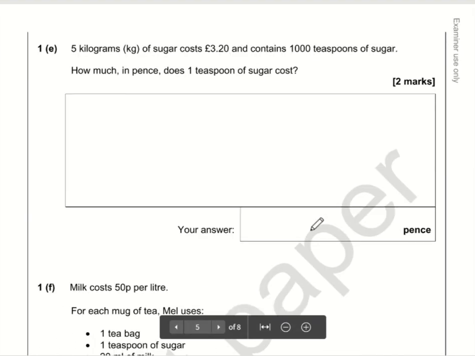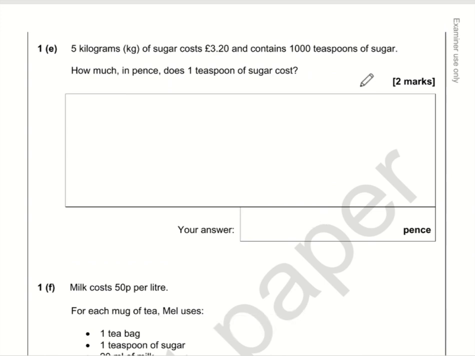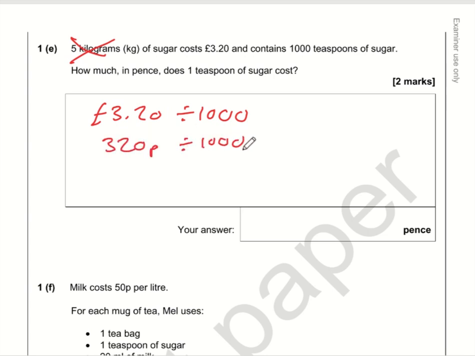5 kilos of sugar costs £3.20 and contains 1,000 teaspoons. So how much does 1 teaspoon cost? Well, it doesn't really matter the weight, that's got nothing to do with it. So it's going to be £3.20 divided by 1,000. Now in terms of pounds, if we're dividing this by 1,000, we're going to get a really tiny amount. So I would turn this into pence. So 320 pence divided by 1,000, and we do need to give an answer in pence, so this would make sense.